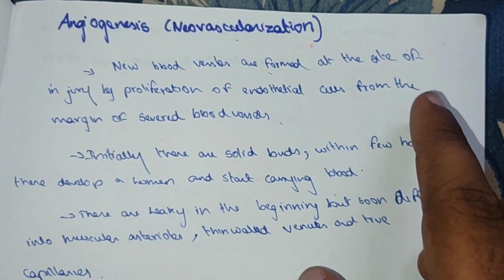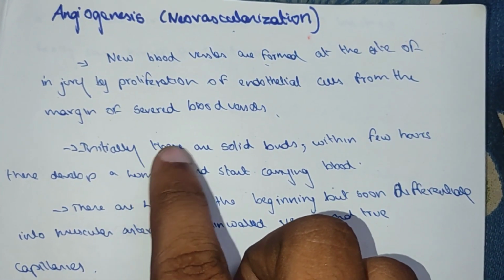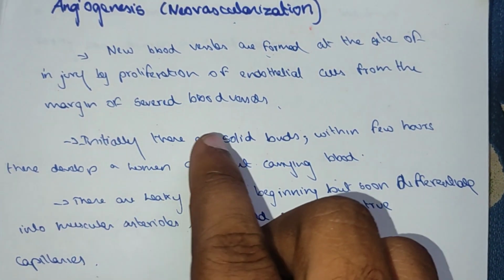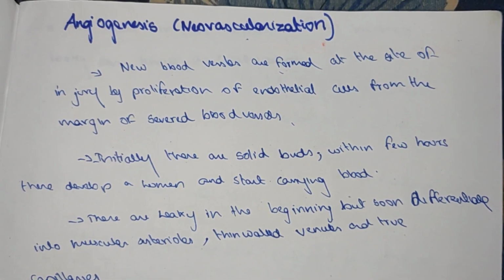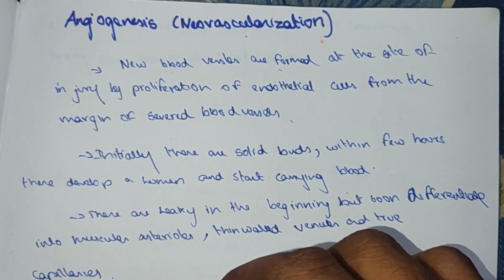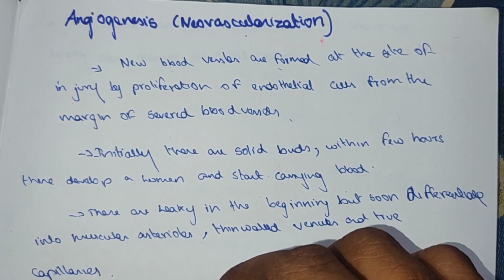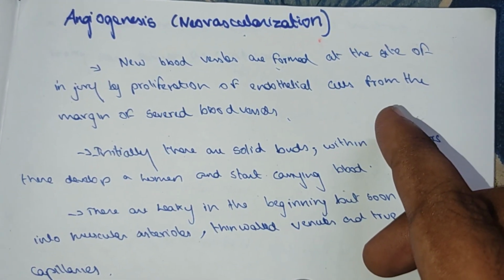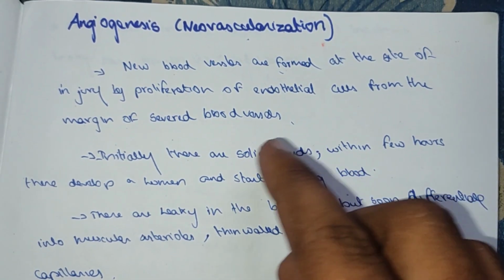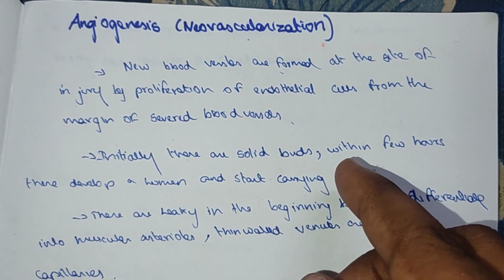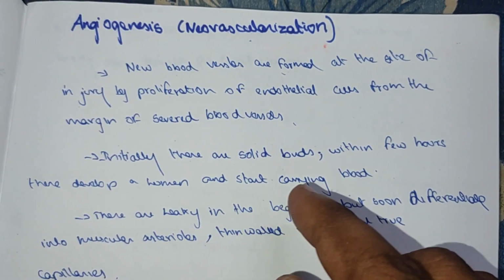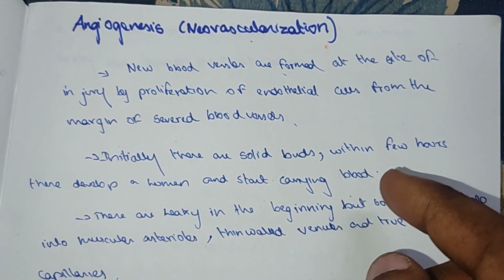New blood vessels are formed at the site of the injury by proliferation of the endothelial cells from the margin of the severed blood vessels. Angiogenesis, which is neovascularization, where new blood vessels are formed by proliferation of the endothelial cells from the margin of severed blood vessels. Initially they are solid, but within a few hours a lumen develops and starts carrying blood.